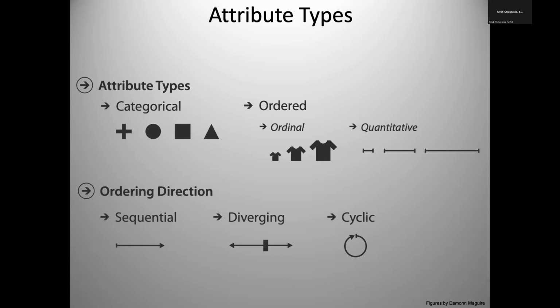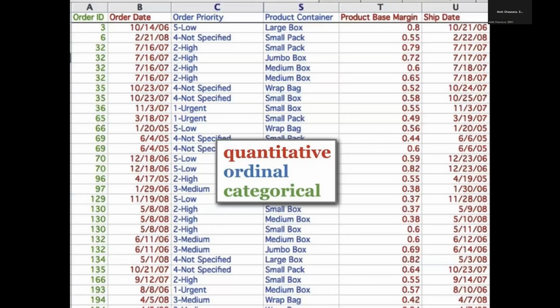And the ordering direction can also be in a few categories: it can be sequential, diverging, or cyclic, right? Those are the things that we can say decisively. But it may not necessarily be ordered, but if those patterns are there, we can exploit them. So here is a spreadsheet which marks the columns with their attributes, which category they belong in.